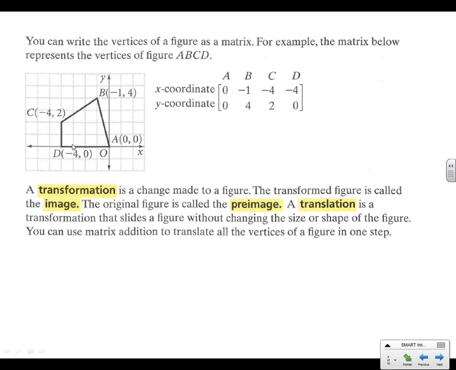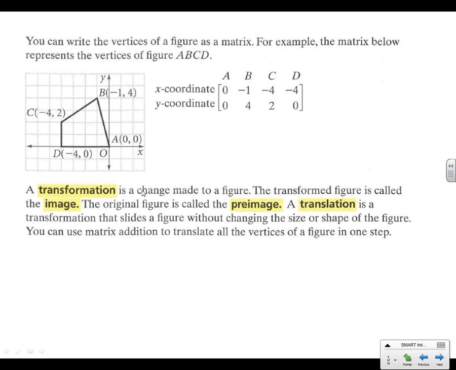So here's the shape. We've got 4 vertices. A is 0, 0. B is negative 1, 4. C is negative 4, 2. And D is negative 4, 0. And we're going to go ahead and write this in a matrix, A, B, C, D, with an X and a Y coordinate. Alright, so a couple vocab before we keep moving.